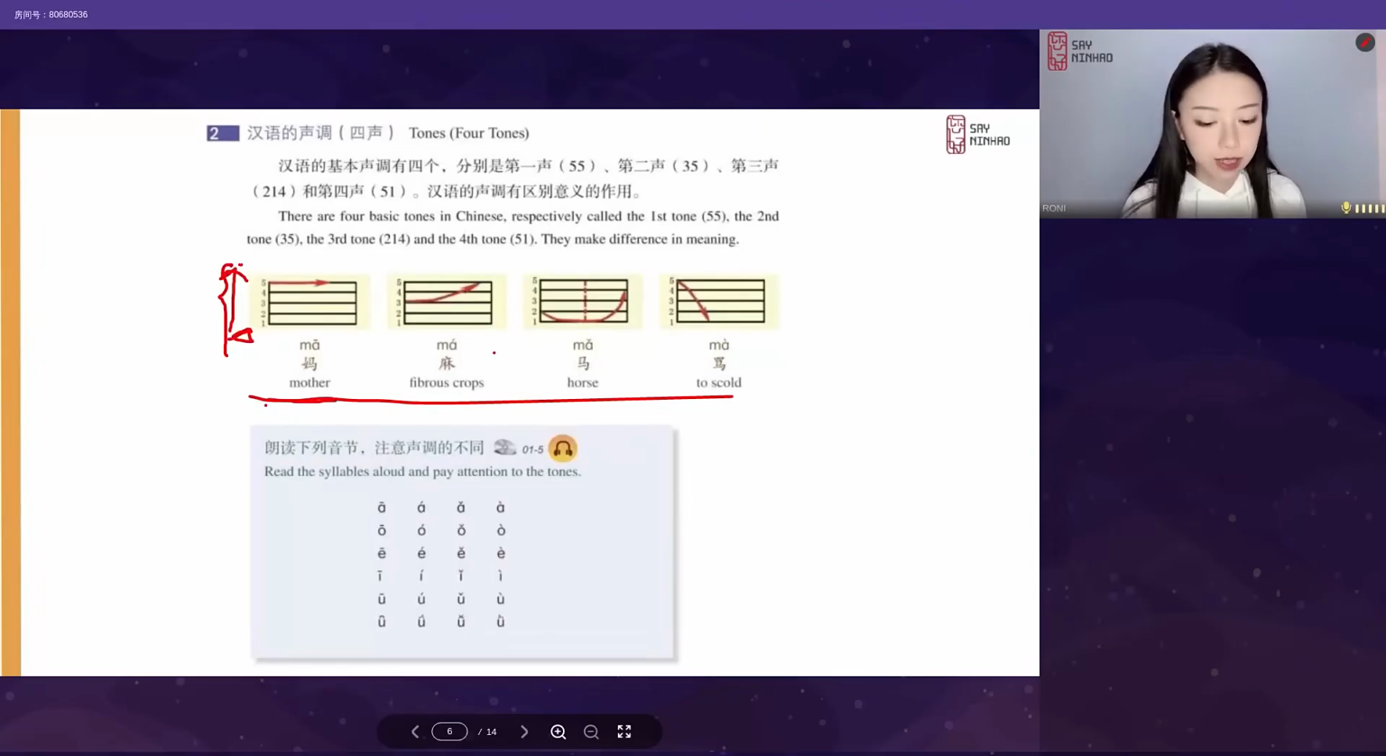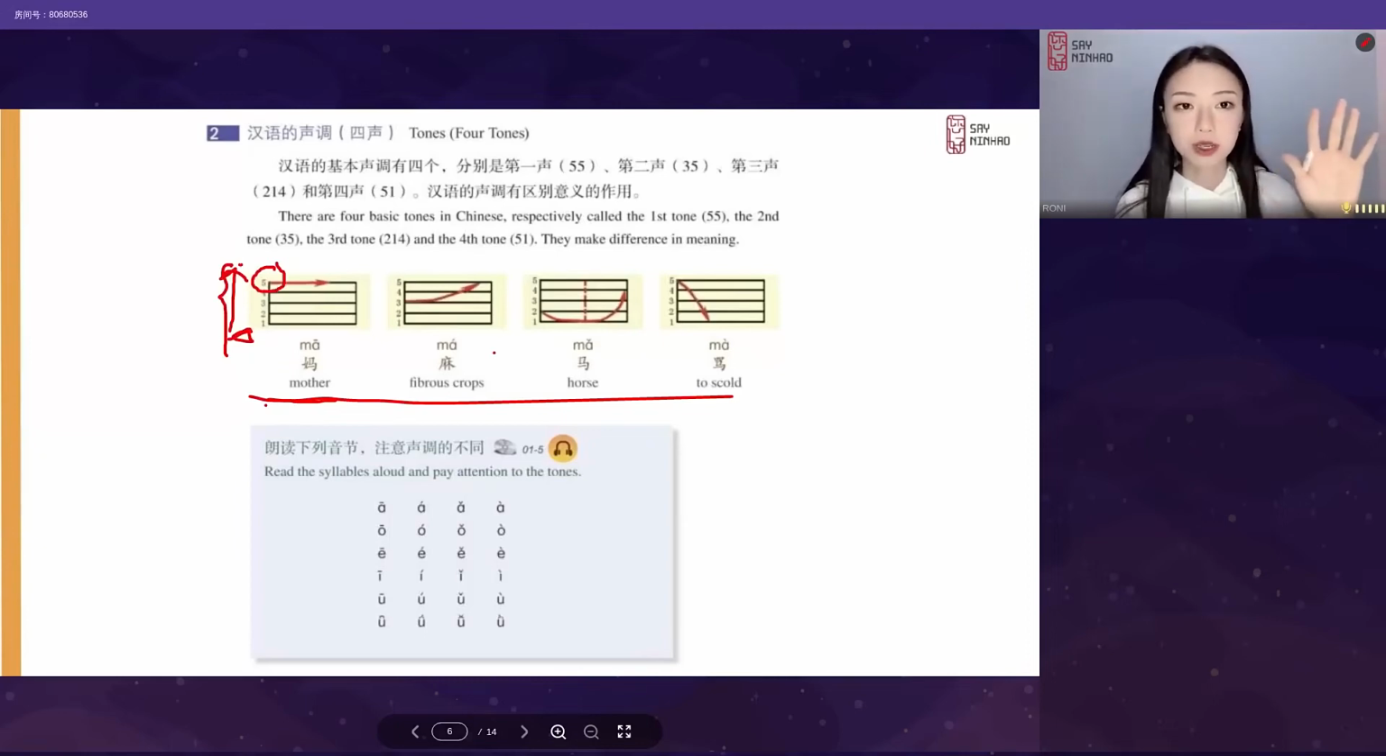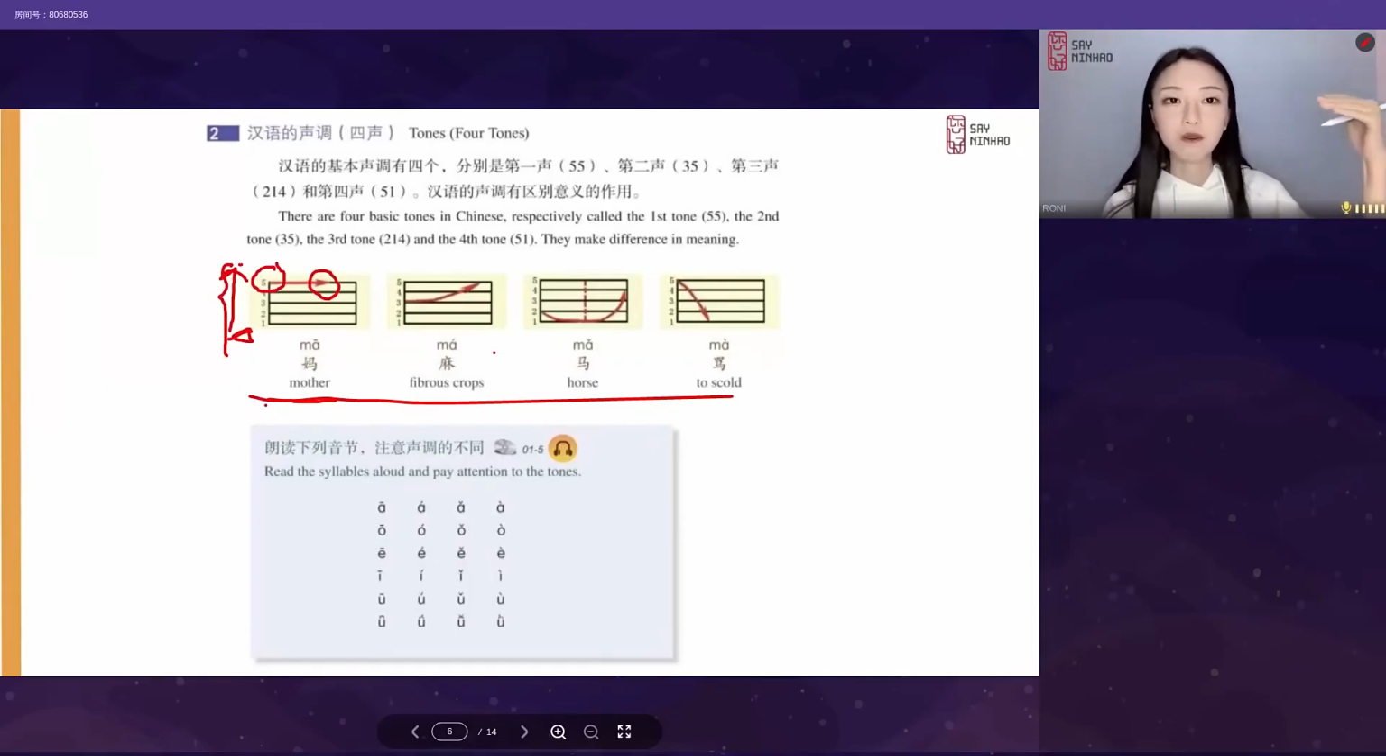Okay, so first, let's see the first tone. Ma. We can see it started from pitch 5, the highest pitch 5, and it ended at pitch 5 too. So it is a level, flat sound. Ma, always on the highest pitch. Ma, ma. And this is first tone.